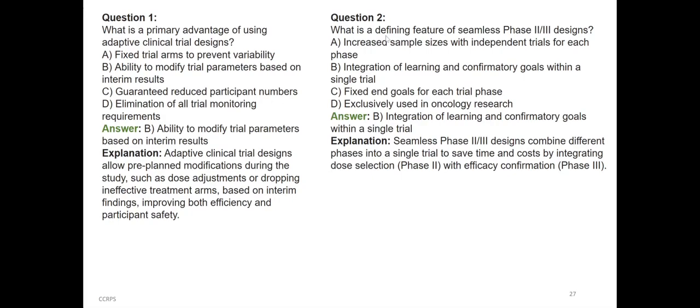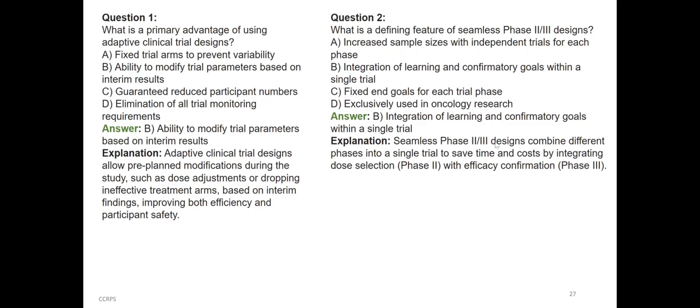Question 2, what is a defining feature of seamless phase 2-3 designs? Is it A, increased sample sizes with independent trials for each phase? B, integration of learning and confirmatory goals within a single trial? C, fixed end goals for each trial phase? Or D, exclusively used in oncology research? So it is B, integration of learning and confirmatory goals within a single trial.